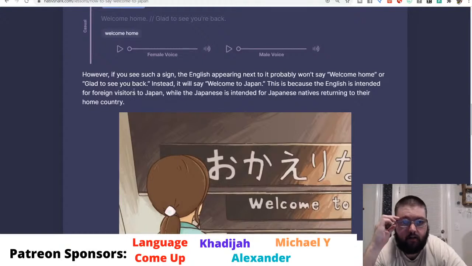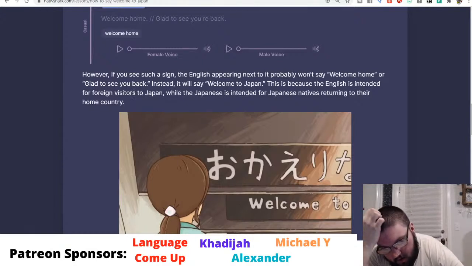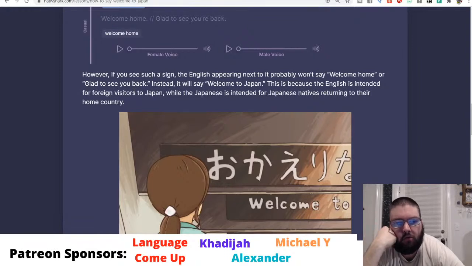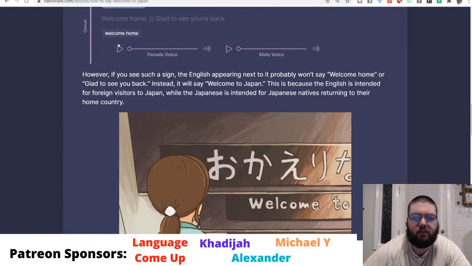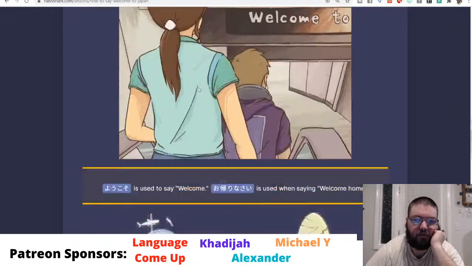However, if you see a sign, such a sign, the English appearing next to it probably won't say welcome home or glad to see you back. Instead, it will say welcome to Japan. This is because the English is intended for foreign visitors to Japan, while the Japanese is intended for Japanese natives returning to their home country.